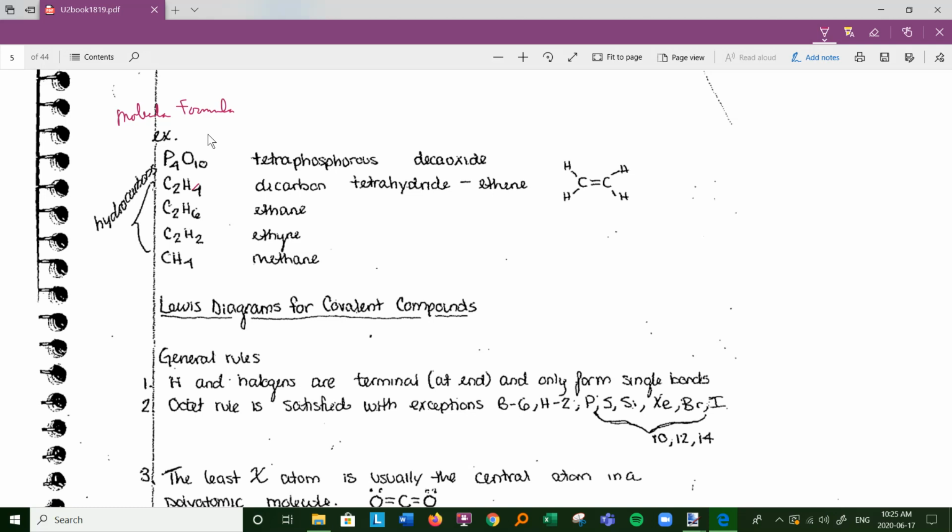C2H6 is ethane. That's an organic naming system. You could also call it dicarbon hexahydride, but usually when you get to organics, you have this other naming system. Like C2H2, dicarbon dihydride, is also called ethyne. In the old days we called it acetylene. CH4, carbon tetrahydride, would in the organic system be called methane. And some of you got to organic chemistry last year, some of you didn't, depending on the order of things.